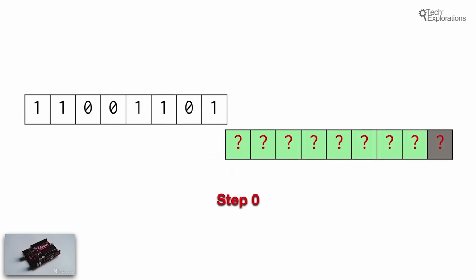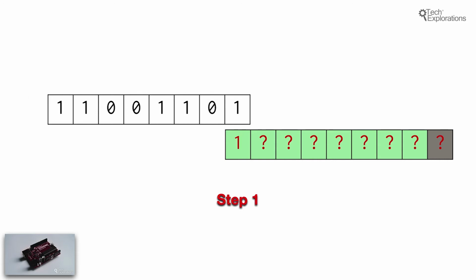Let's say that we'd like to store the byte 11001101 in the shift register represented by this table. At start, the shift register has an undeterminable state, so I'll represent this with question marks. So this is step 0. In step 1, we'll take the least significant bit, which is the first from the right, it's a number 1 in this case, wait for the clock to tick and shift it in the register.